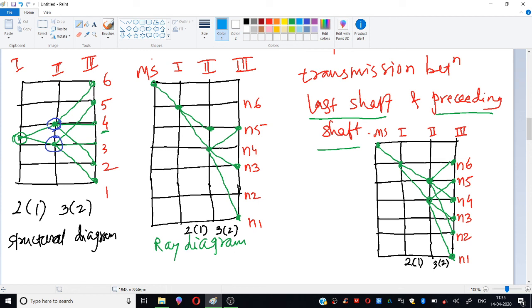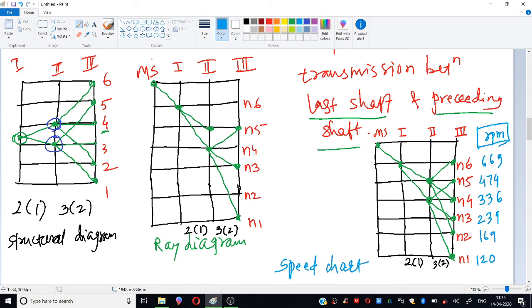Now N1 is 120 rpm. N2 was 169. N3 is 239. N4 was 336. N5 is 474. And N6 was 669. Everything is in rpm, revolutions per minute. So this is our speed chart.